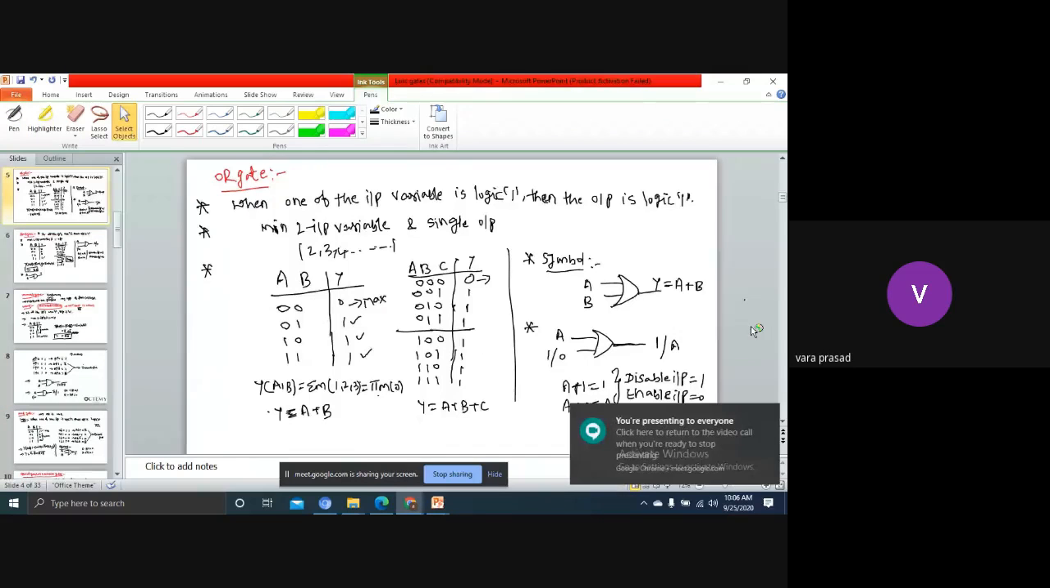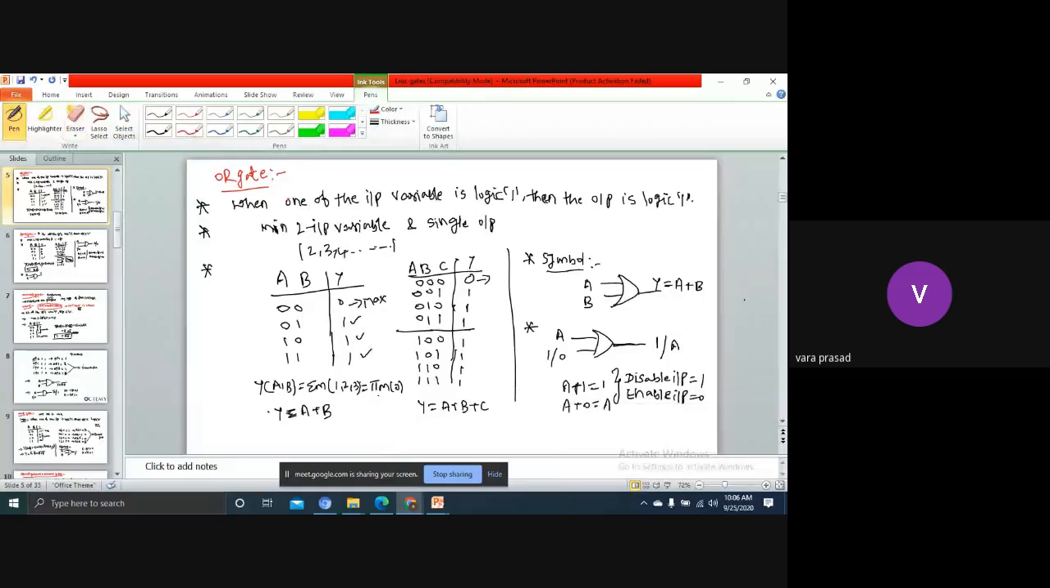Please keep in mind, the first point is the logic. Everyone has to remember the logic. When one of the input variables is logic 1, then the output is logic 1. How many minimum input variables? Minimum 2 input variables, and maximum can be 3, 4, 5, 6, and so on.